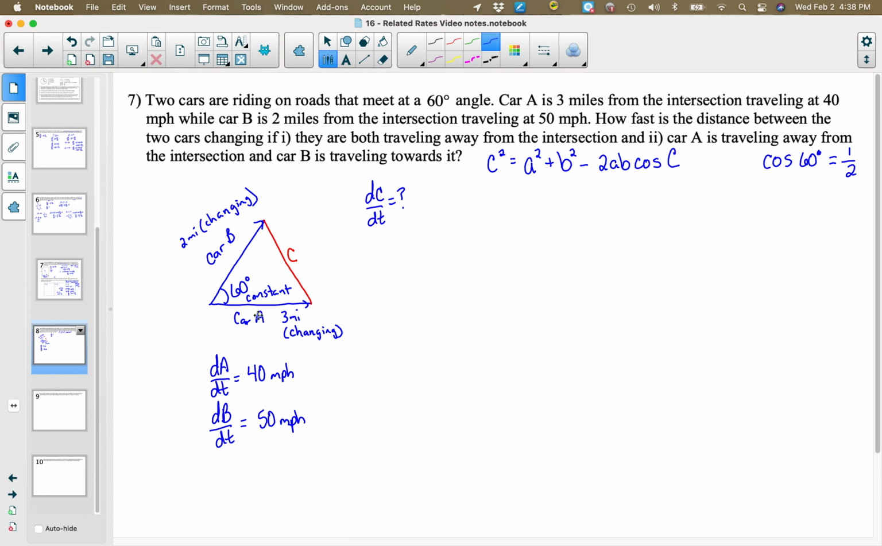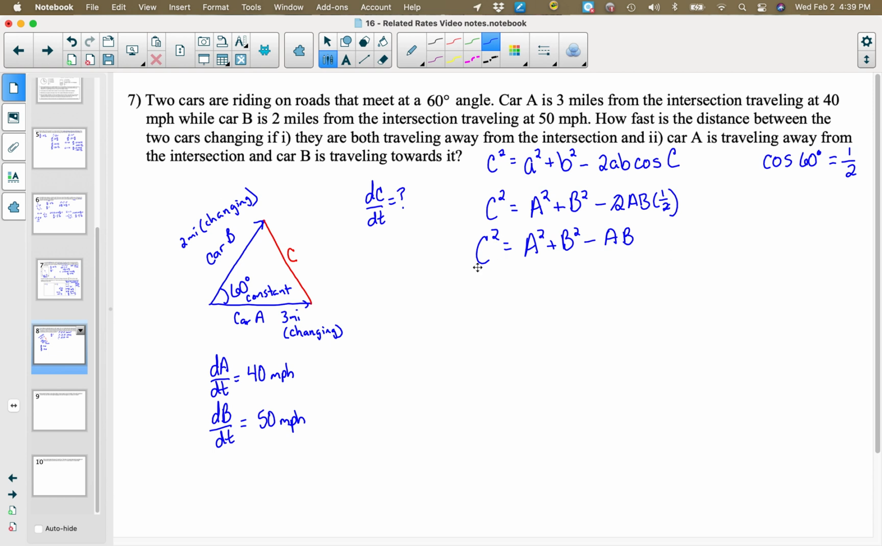So I'm going to use capital letters since that's what I chose to use over here. So I have c squared equals a squared plus b squared minus 2ab times 1/2, since that's cosine of 60. So these cancel. So I'm just left with c squared equals a squared plus b squared minus ab. So this is my equation that I need to find the derivative of.